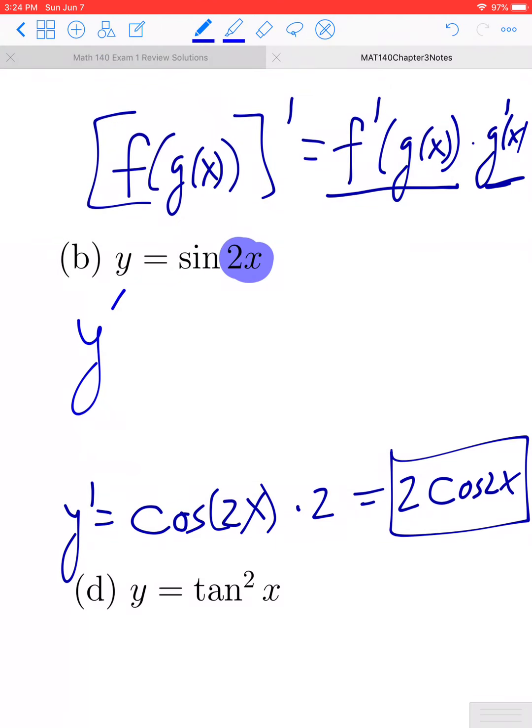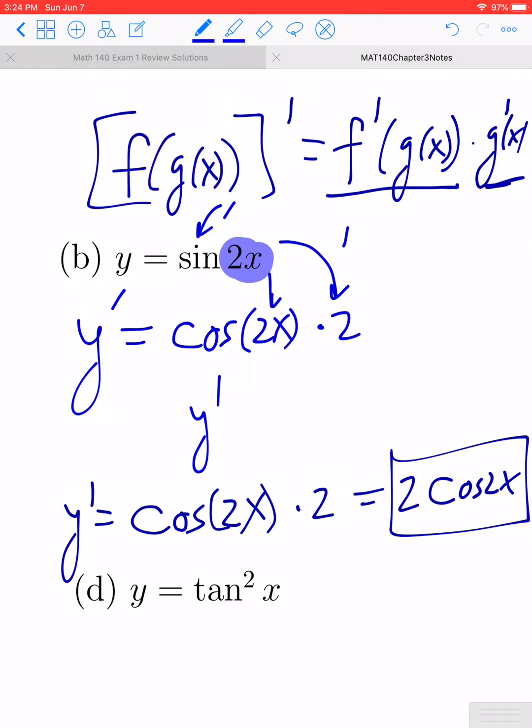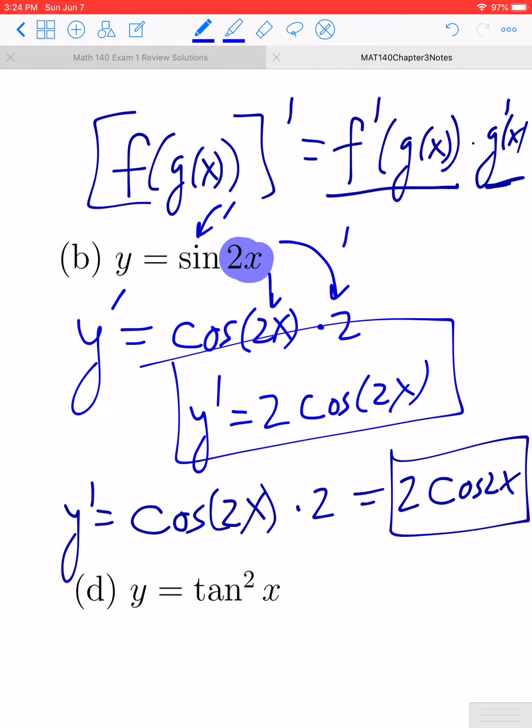So usually I wouldn't show all of this work. I would simply start off by saying, okay, I'm going to do the derivative of the outer piece. The derivative of sine is cosine. You leave the inside function alone, so it's still composed with 2x. And then from the chain rule, now is when we multiply by the derivative of the inside. Okay. So we're going to multiply by the derivative of 2x, which is going to be 2, and that's where our derivative is coming from. It's 2 cosine of 2x.